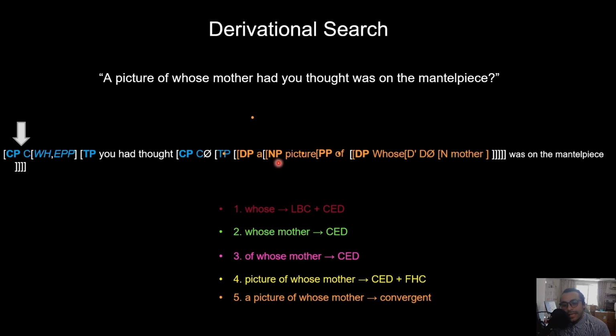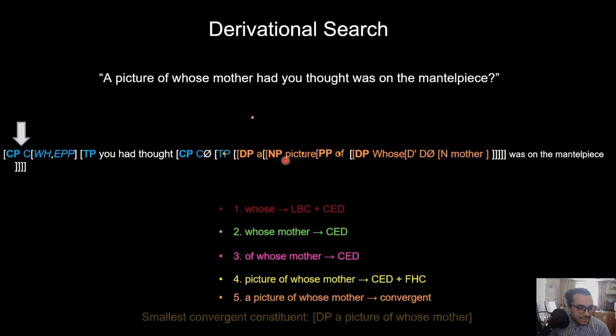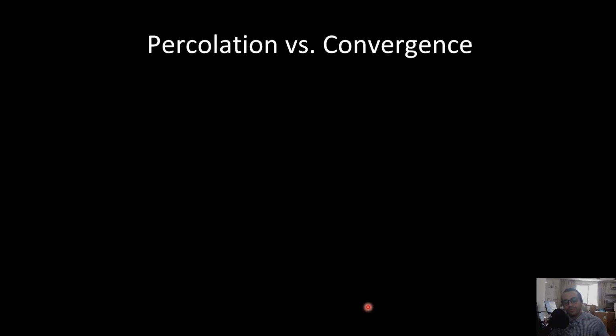Okay, I hope this was clear. All right, we're almost done. I know it's so much. I myself am getting tired of talking about this, so I cannot imagine how you guys must be feeling looking at all of this. But yeah, I hope this is of some use nonetheless. Anyways, the bottom line is the smallest convergent constituent in this scenario is the DP, a picture of whose mother, and that's what we're going to move to the CP to satisfy the WH feature on the C.